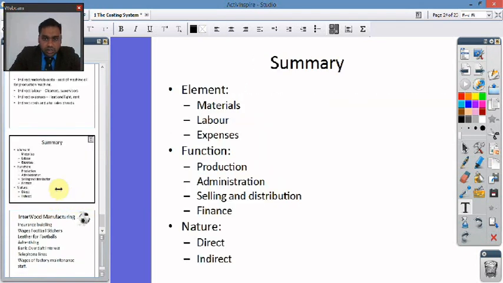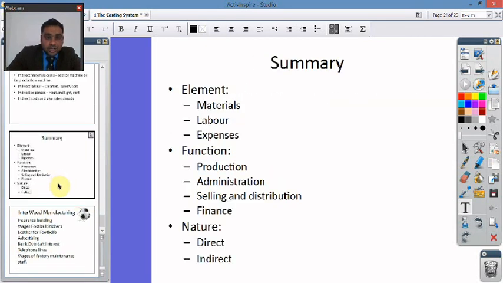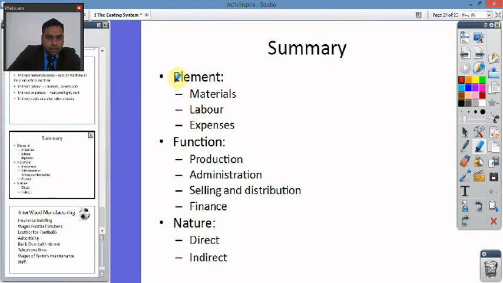So you've got 3 ways to classify costs. So you can cost by element. So let's highlight that in one colour. Then you can cost by function. Let's highlight that in another colour. Then you can cost by nature. Okay, so these are the 3 ways that you can classify costs.